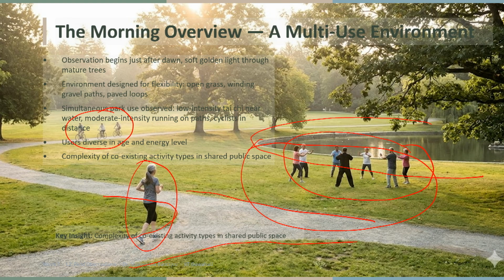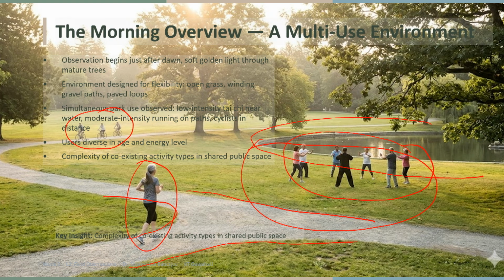So, there is a complexity of coexisting activity types in this shared public space. People have to agree that yes, this is shared and all of us should be able to use the space without obstructing someone else from using the space, and make space for everybody. So, is the space allowing that or not?